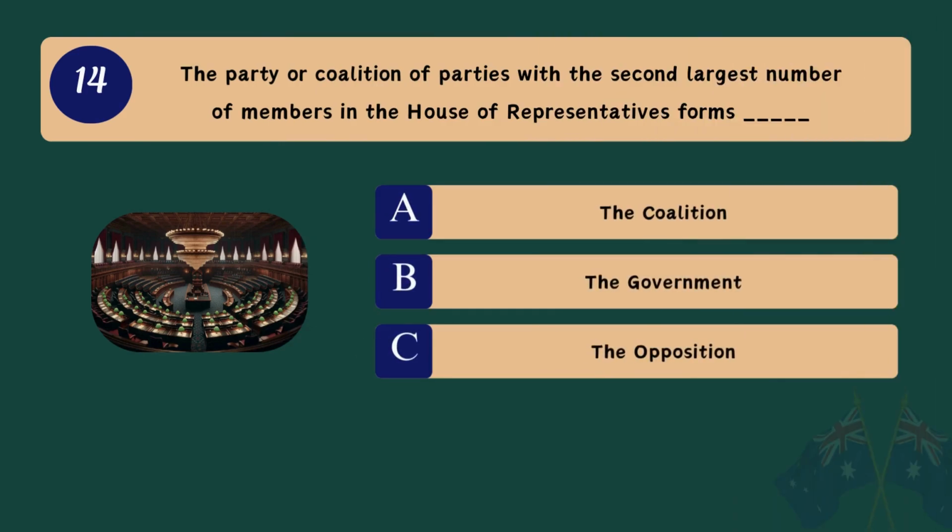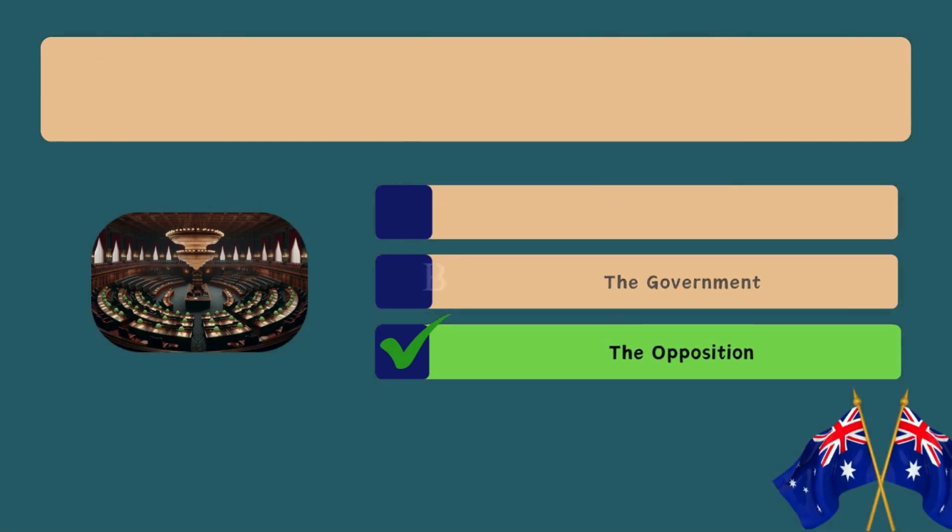Question 14. The party or coalition of parties with the second largest number of members in the House of Representatives forms A. The coalition, B. The government, C. The opposition. Correct answer C. The opposition.